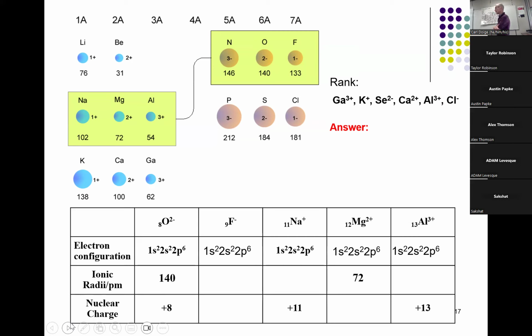This is what we mean by an isoelectronic series. So let's just grab that data that's in the diagram and plug those in. 140, 133, 102, 72, 54. Now, you don't memorize these numbers or anything, but notice the trend. The size of the particle gets smaller and smaller.